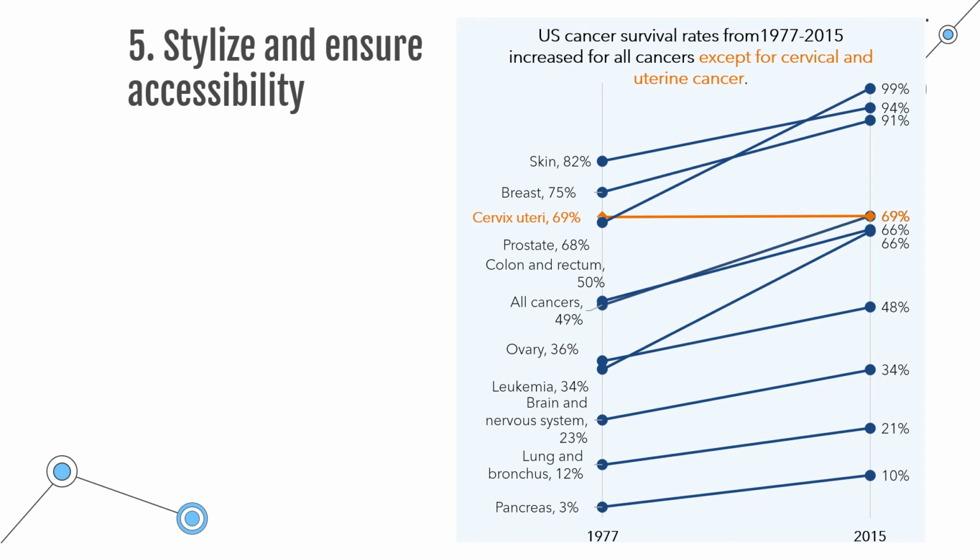The next step is stylizing while ensuring accessibility. So you can see I've changed the font here. I've also added a blue background, and I've changed the symbol for cervix and uterine cancers in orange. So the symbol is now a diamond instead of a circle, trying to integrate the element of shape as well as color to highlight my main message here.